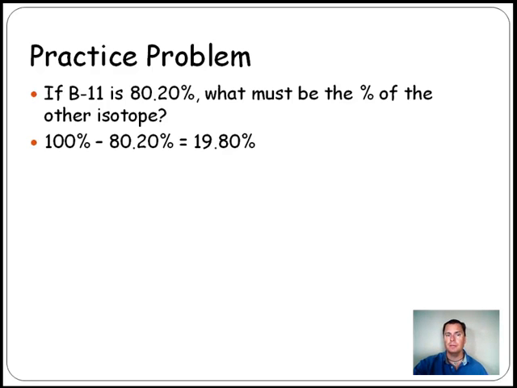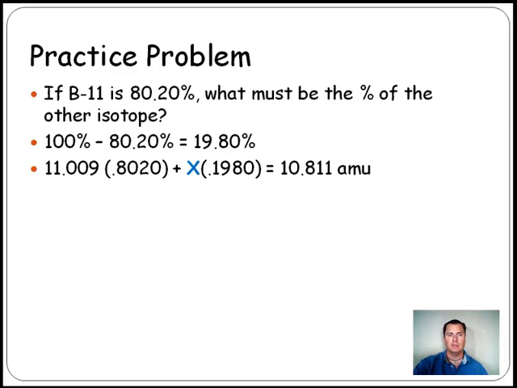So we'll set it up something like this, where here's the mass of B11, here's its percentage, here's the mass of the second isotope, this is what we're solving for, here's its percentage, which we figured out from here. And then the mass of boron itself, given on the periodic table, is 10.811. That came from our periodic table. Now, if I didn't give you that, you could just look on the periodic table and get this.